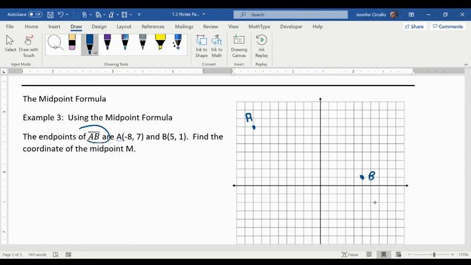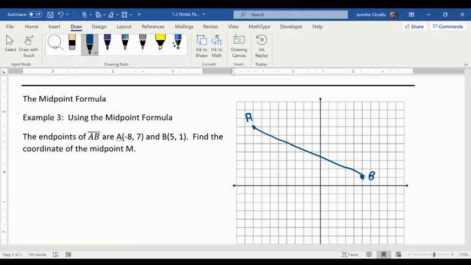Since it says segment AB, that tells me I need to draw in that segment. So A to B is that segment here. I'm thinking that the midpoint is somewhere in this area, but we're going to use the formula to see about that.